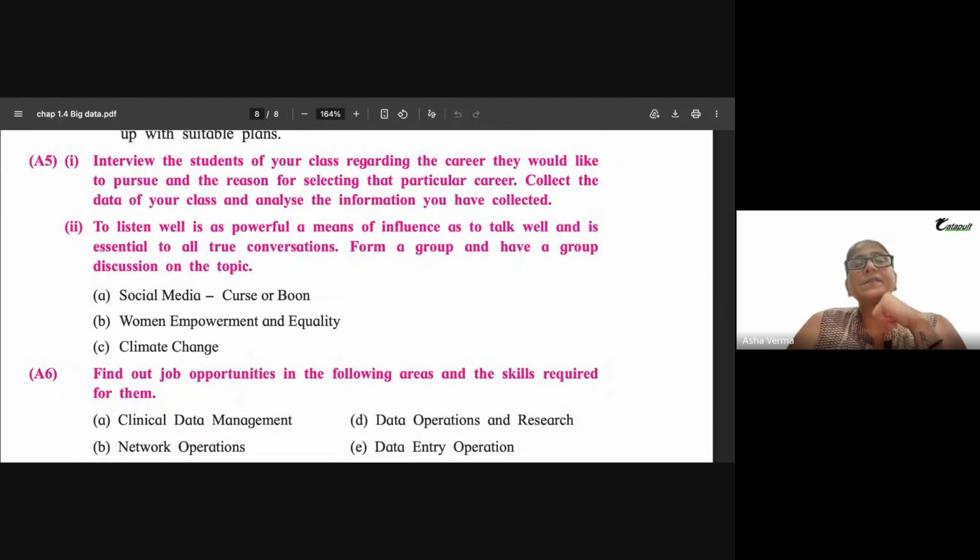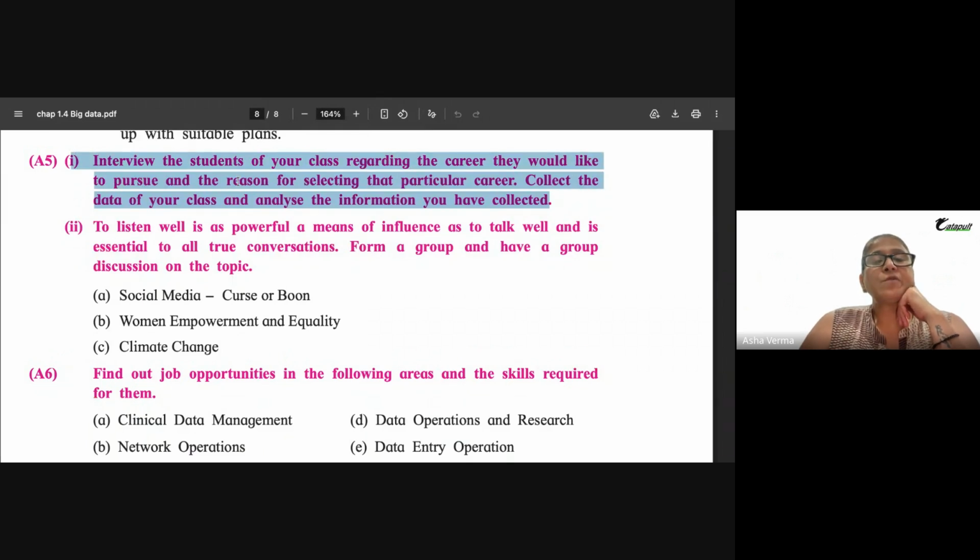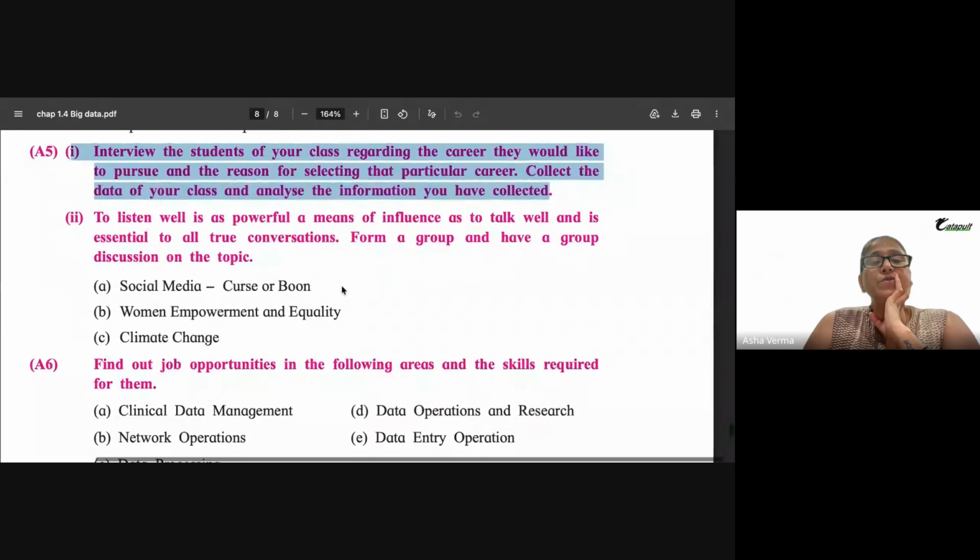This is a data collection exercise where you interview all the students in your class and ask them what they want to choose as a career, right? And then you can put the data together and say out of 50 children, 15 want to be engineers, 12 want to be doctors, 18 want to do CS and work in companies, 12 want to be MBAs. So like that, you will have data about your class, right? And then you can analyze the data to say how many children want to go in which field, what career do they want to choose.